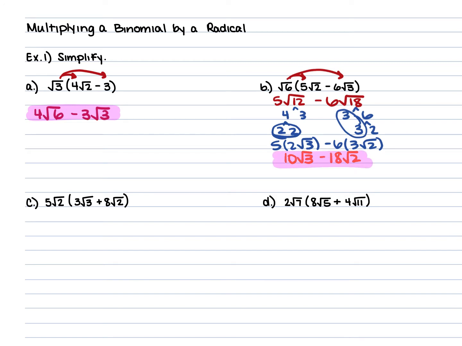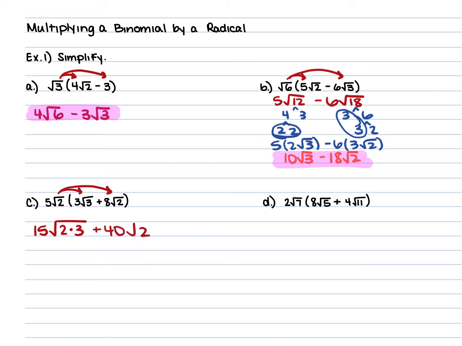For example C, we have 5 square root 2 times 3 square root 3 plus 8 square root 2. Now when I do this, I'm going to do this one a little differently than I did the ones before. I still am going to distribute that 5 square root 2 in. However, I'm going to rewrite it as 5 times 3, which is 15, square root 2 times 3. The 5 times 8 gives us 40.